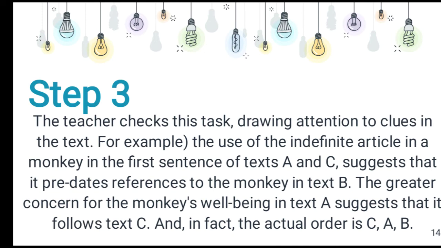Step 3. The teacher checks this task, drawing attention to clues in the text. For example, the use of the indefinite article in "a monkey" in the first sentence of texts A and C suggests that it predates references to the monkey in text B. The greater concern for the monkey's well-being in text A suggests that it follows text C, and in fact, the actual order is C, A, B.